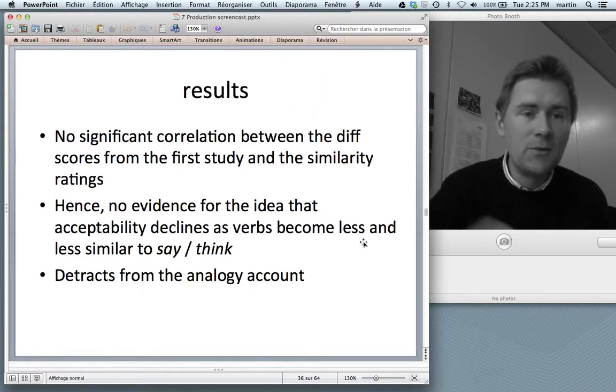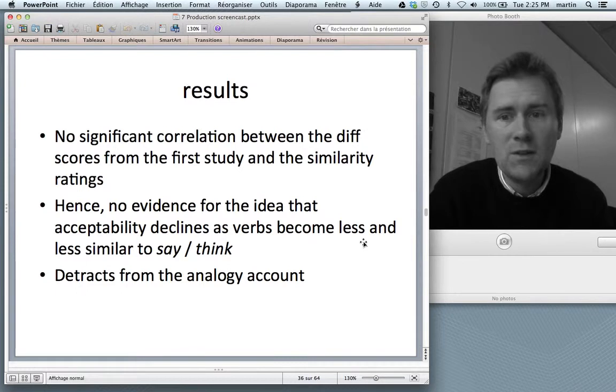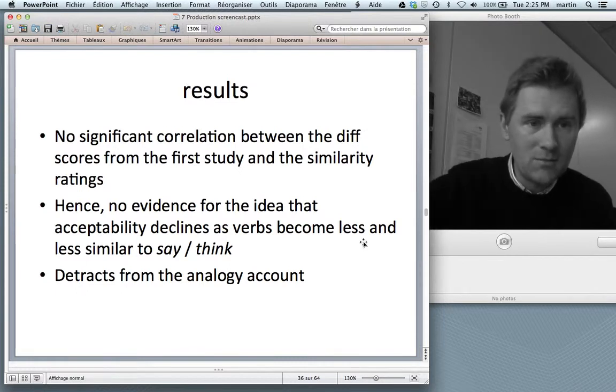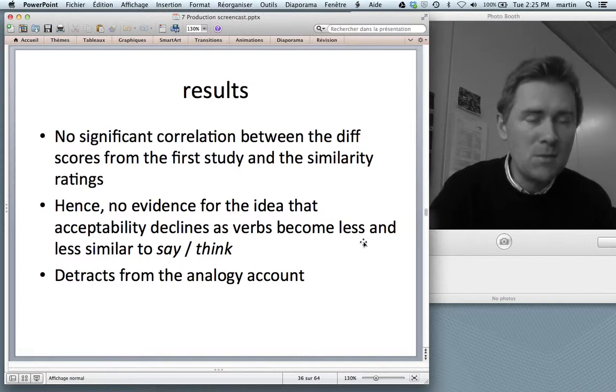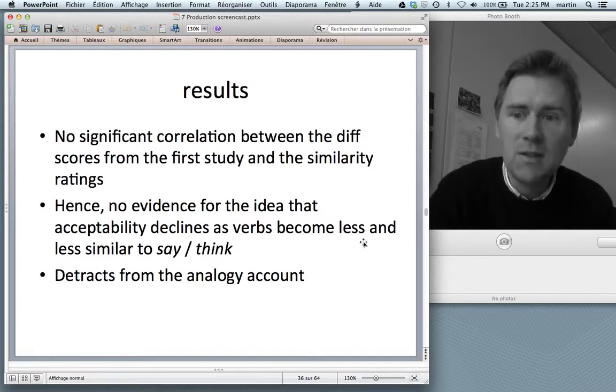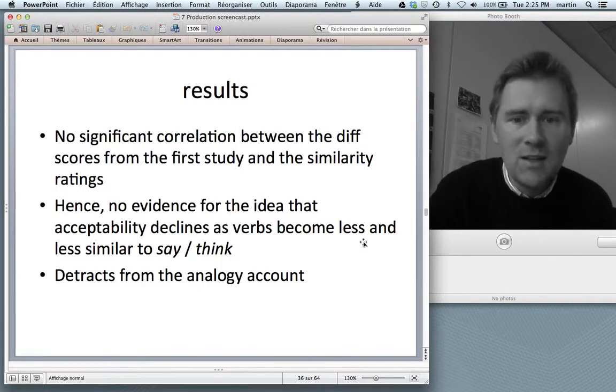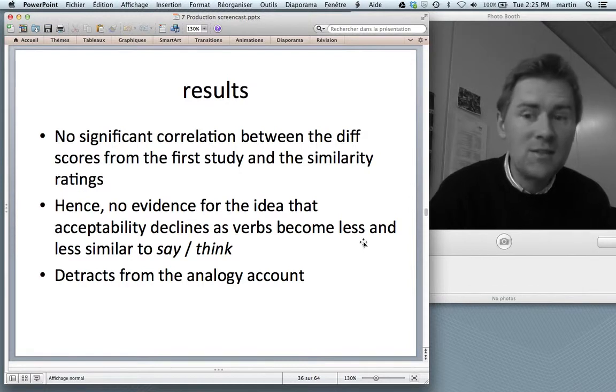And the results were that there was really no significant correlation between the diff scores from the first study, the y-axis, and the similarity ratings from the similarity experiment. Hence, there's not that much evidence for the idea that acceptability declines as verbs become less and less similar to say and think. So this detracts, in some measure, from the analogy account.